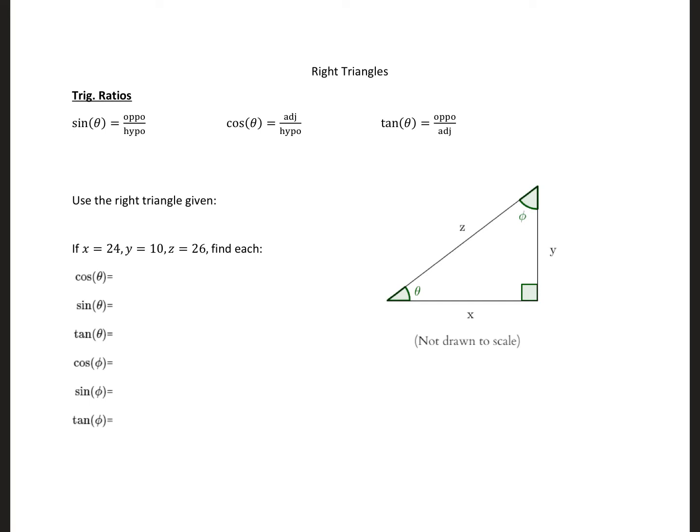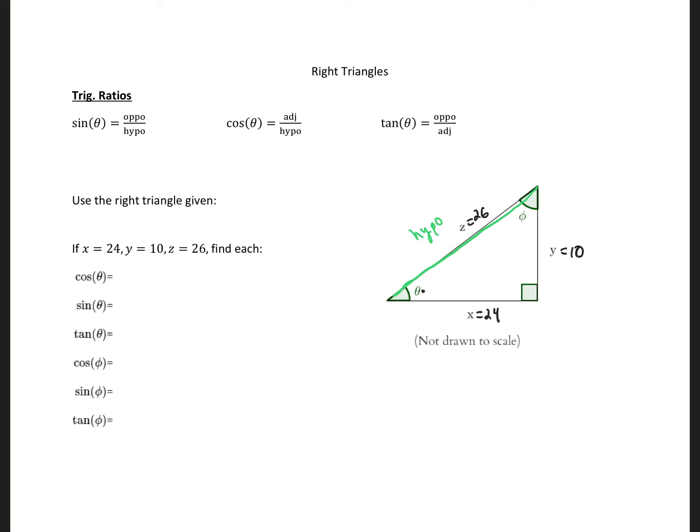So in this example at the bottom, we're going to let side X have a length of 24, side Y have a length of 10, and side Z have a length of 26. And let's start by talking about the angle theta. So talking about this angle here. The first side length that I always identify is the hypotenuse, which will always just be the side length across from our right angle. So in this case, this side length of 26 is going to be the hypotenuse.